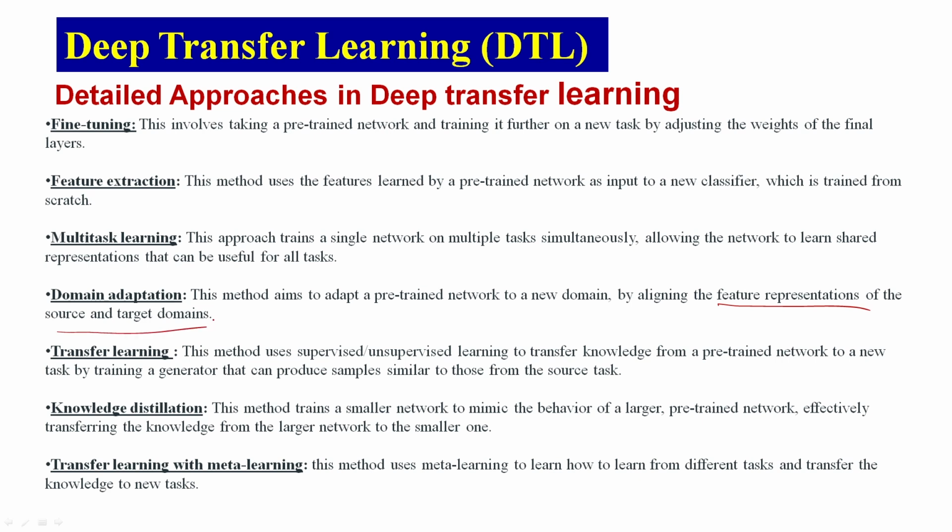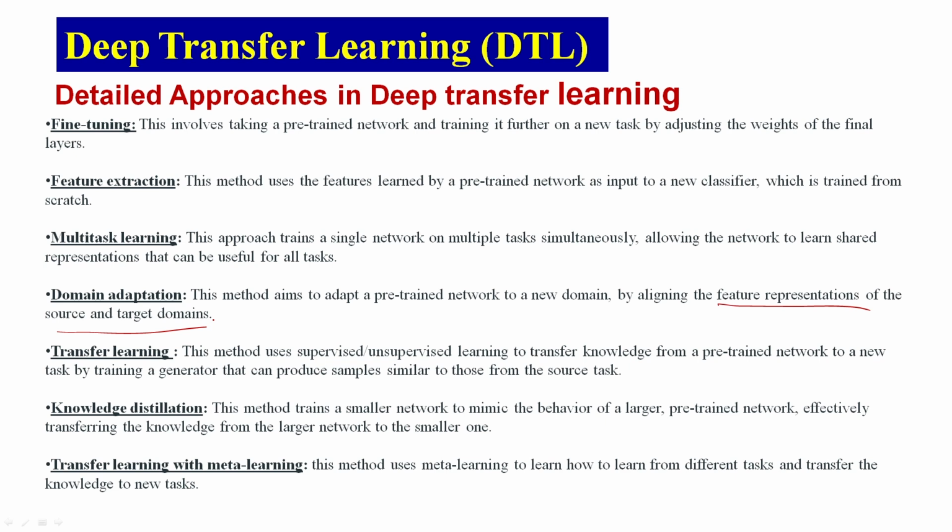Now, what is transfer learning that we are talking about? This is nothing but using supervised and unsupervised learning to transfer the knowledge from pre-trained networks to a new network. Then the last term is knowledge distillation. This method trains a smaller network to mimic the behavior of a larger network, effectively transferring the knowledge from a large network to a smaller one. Distillation, all of you who do chemistry can easily understand.